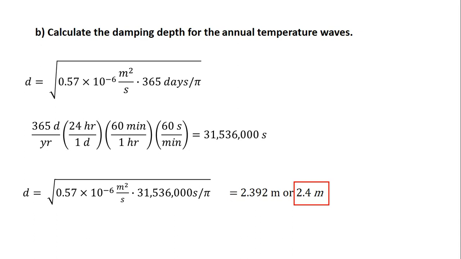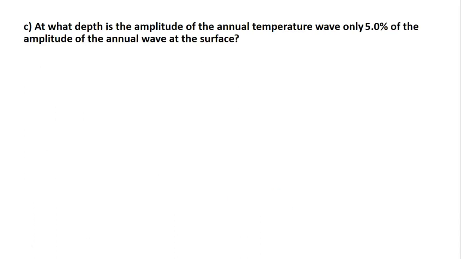So parts A and B demonstrate the difference in damping depth between the daily temperature cycle, which only penetrates 0.13 meters into the soil surface, versus the annual temperature wave, which penetrates down to 2.4 meters below the soil surface. Part C says, at what depth is the amplitude of the annual temperature wave only 5% of the amplitude of the annual wave at the surface?